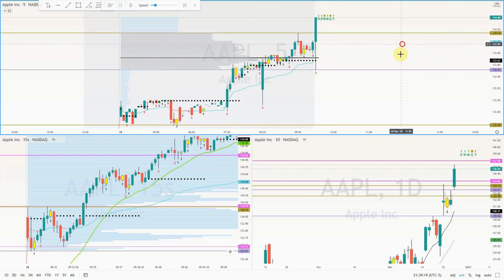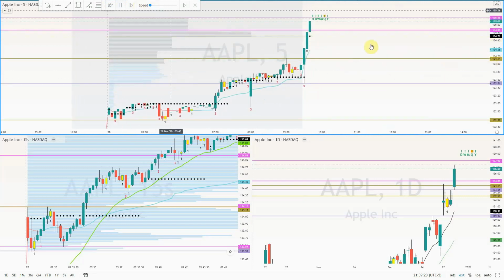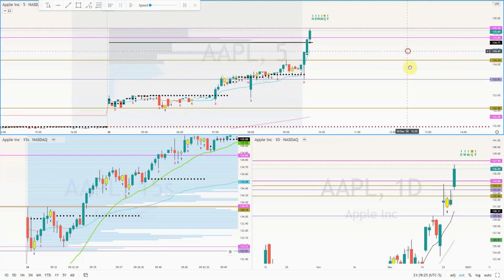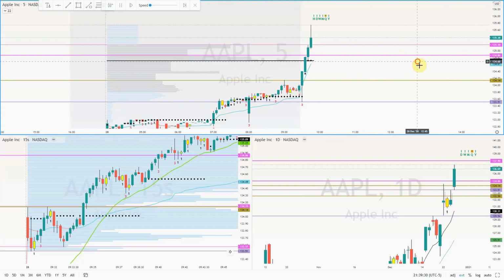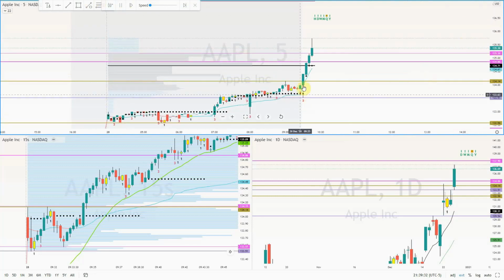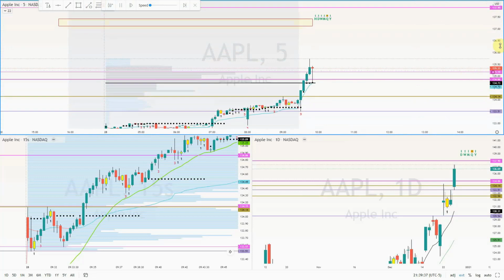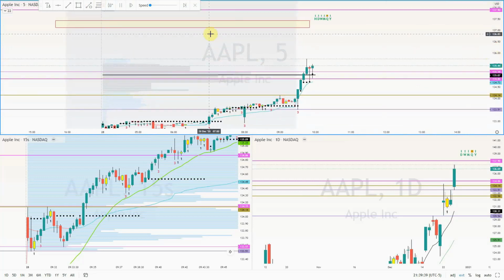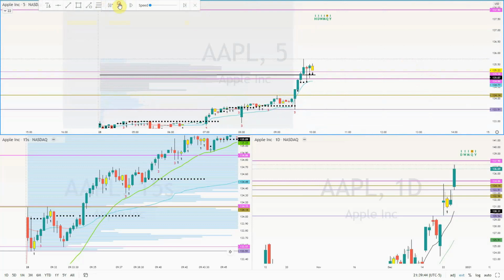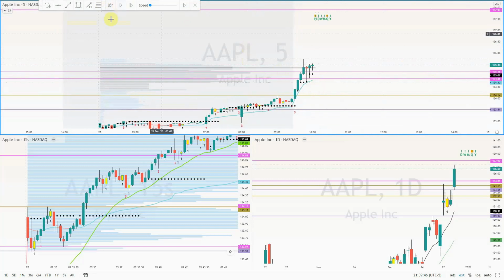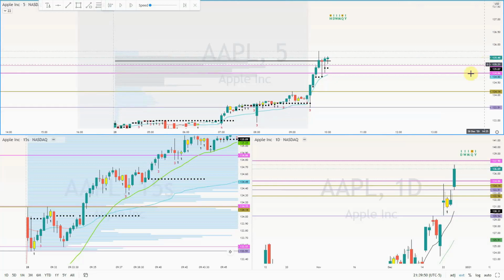There we go, really quickly. Whoop. Slow that speed down. So just based on the action that you see here and the fact that we kind of went straight up with the 5-minute chart, this may give you an idea why it's somewhat difficult here to get into that trade.